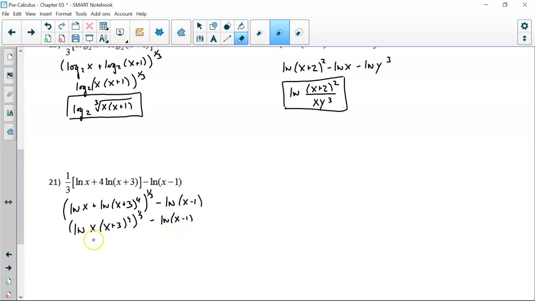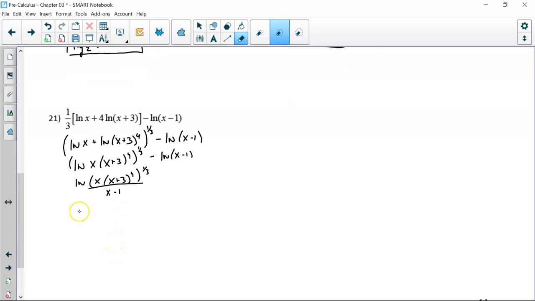So now I have the natural log, using my quotient property, x times x plus 3 to the 4th, all of that being raised to the 1/3 over the x minus 1. So now to finish this up, I'm going to change the 1/3 to a cube root, so it's the natural log of the cube root of x times x plus 3 to the 4th divided by x minus 1. And there we have it.